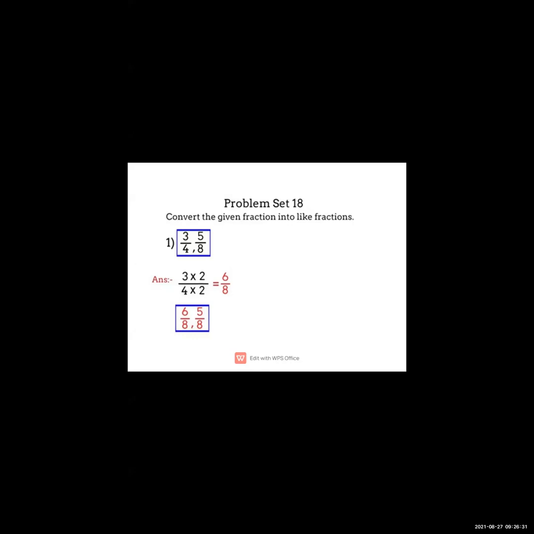So you will write 3 multiplied by 2 and 4 multiplied by 2. Sorry, 4 2s are 8. So you will get the answer 3 2s are 6, 4 2s are 8. So your fractions will be 6 upon 8 and 5 upon 8. This one will be your fraction. Okay.